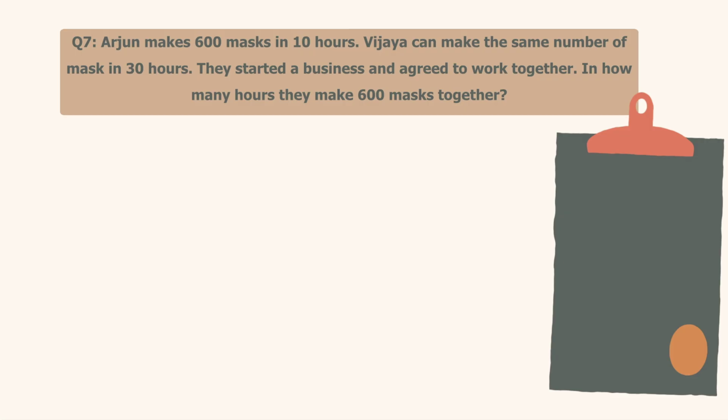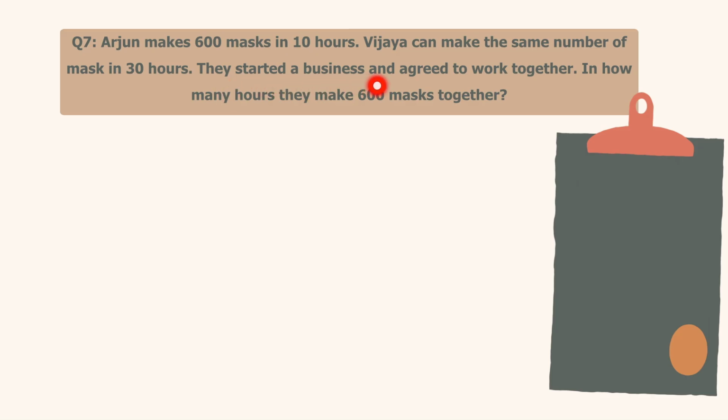One thing to notice here is that, let's say Arjun makes 600 masks. You don't know why this data is given, right? 10 hours, okay, you know. Why 600 masks is given, you are confused. See, Vijaya can make the same number of masks, so Vijaya also makes 600 masks.